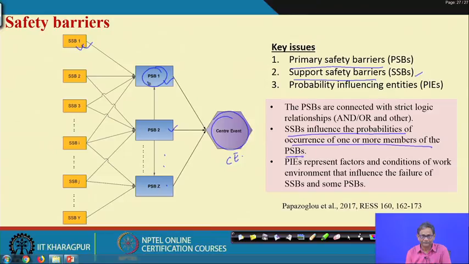In other words, you can say probability of the safety barrier being successful. So, when we use fault trees, we basically talk about the failures, but in safety barriers, as safety is a positive quantity, you can talk about the success. So, for example, if all the PSBs, primary safety barriers, are successful, then the center event will not occur. Similarly, in order to make the primary safety barrier successful, there will be many support safety barriers. We will discuss, but for the time being you understand.